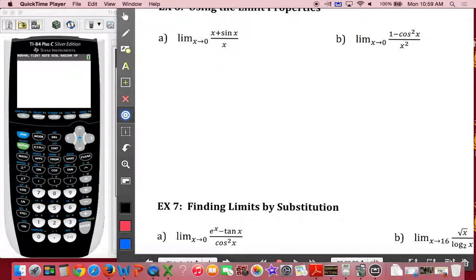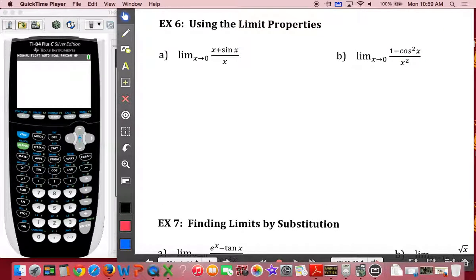So if you look at the properties at the very front of your notes, we can add, subtract, multiply, and divide limits and split them apart and just add, subtract, multiply, and divide them. So that's kind of what we're going to do today, using one very important fact. Let's go ahead and split this first one apart. So if I can't use direct substitution, one of our tools is to take this one fraction and split it into two separate fractions. So what are the two fractions that I could split this into?